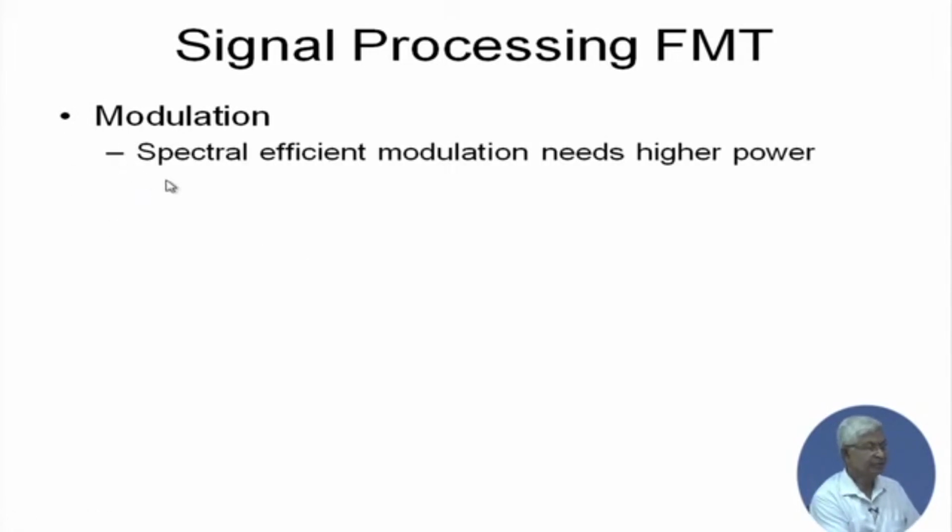We have seen the spectrum efficient modulation needs higher power, that is higher order of PSK, which is in one symbol itself many bits can be put together, which may be 8 phase PSK or 16 phase PSK or 32 phase PSK. You can have a spectral efficient modulation, but that needs, for a particular BER, higher power.